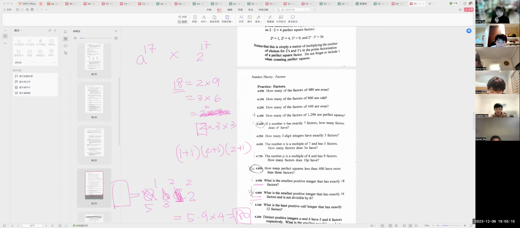So let's take a look at the next one. What is the smallest positive integer that has exactly 16 factors and which is not divisible by 6? If not divisible by 6, Oliver, this number cannot have the factor of which two numbers? Two and three. Very good, 2 and 3. Okay, so everybody, this is our last question. Try to do it yourself.